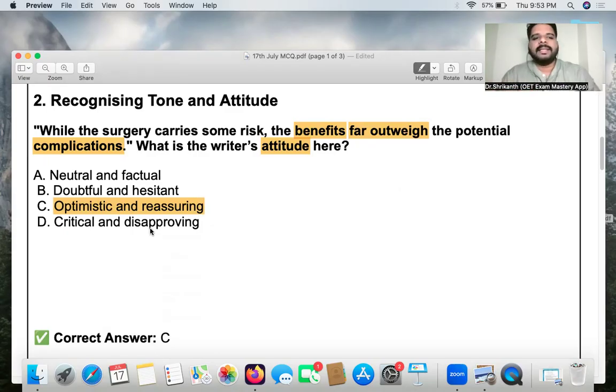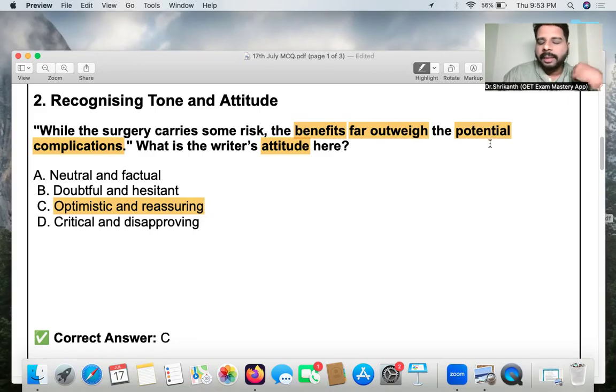So what is the sentence saying? The writer is saying the surgery has some risk. The writer is not denying the possibility of risk. He's saying there is risk in this particular surgery, but at the same time, there are benefits. Now what is he saying? The benefits far outweigh. That means the weight of the benefits, the quantity of the benefits, is much more than the complications. Potential complications. Potential means possible. It may or may not be.